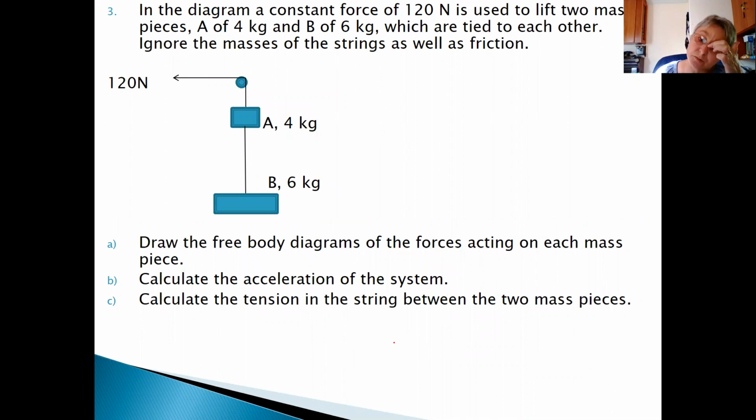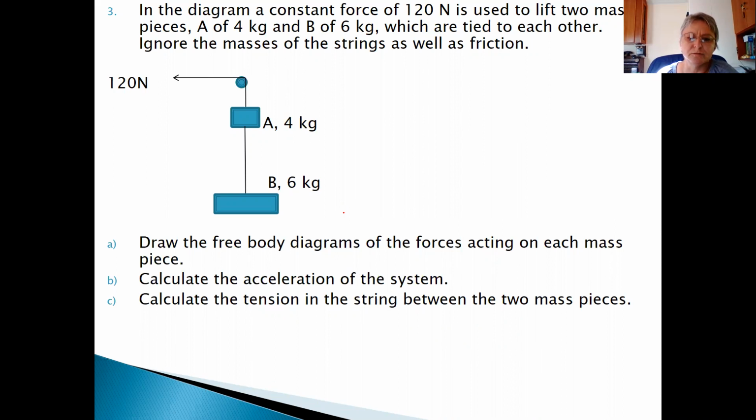Here we have the two objects hanging from a string. The one object is below the other one. And there's a force of 120 Newton applied to the left after the string ran over the pulley. In the diagram, a constant force of 120 Newtons is used to lift two mass pieces, A of 4 kilogram and B of 6 kilogram, which are tied to each other. Ignore the masses of the string as well as any friction. So the pulleys are usually always frictionless.